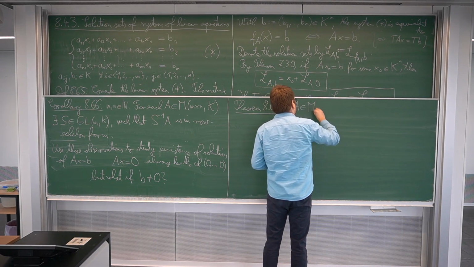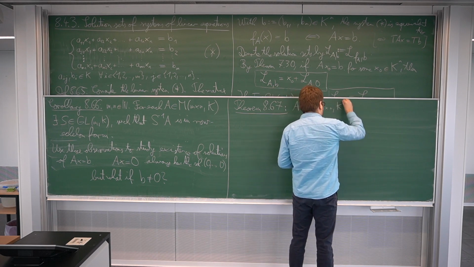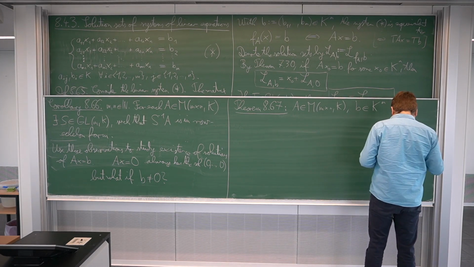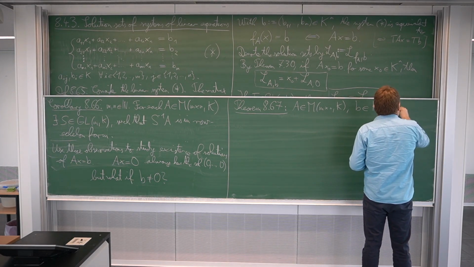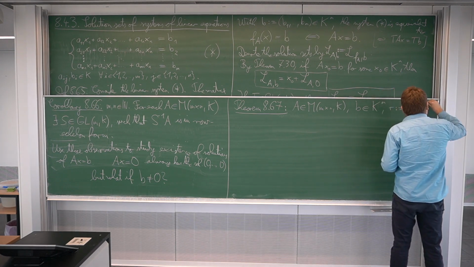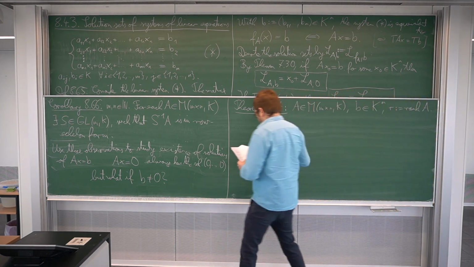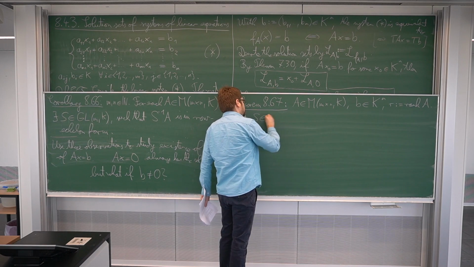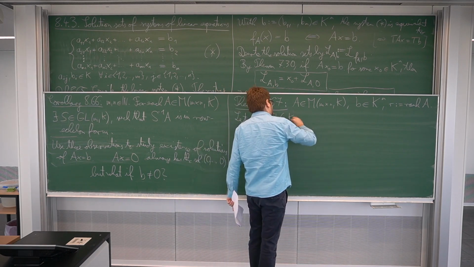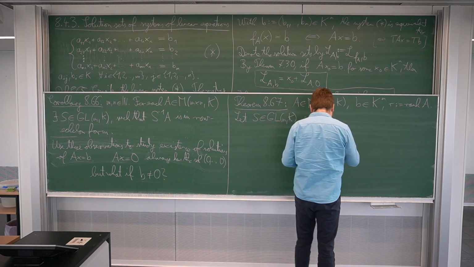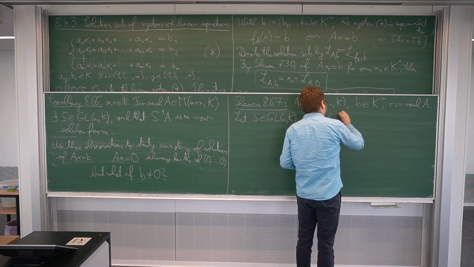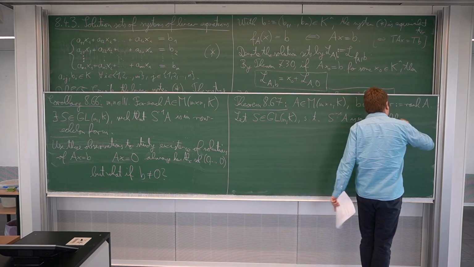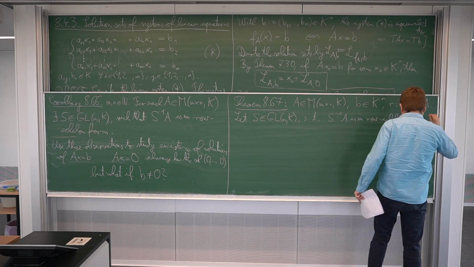Again, let A be an m by n matrix, b be a point in K to the m, and let r denote the rank of the matrix. It can be of arbitrary rank. Now we apply this corollary directly. Let S be an invertible matrix such that S minus 1 A is in row echelon form. This previous corollary just tells us that such an S indeed exists.